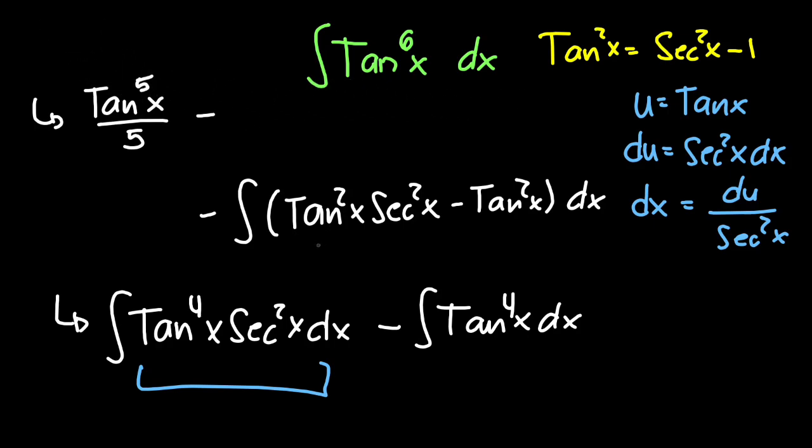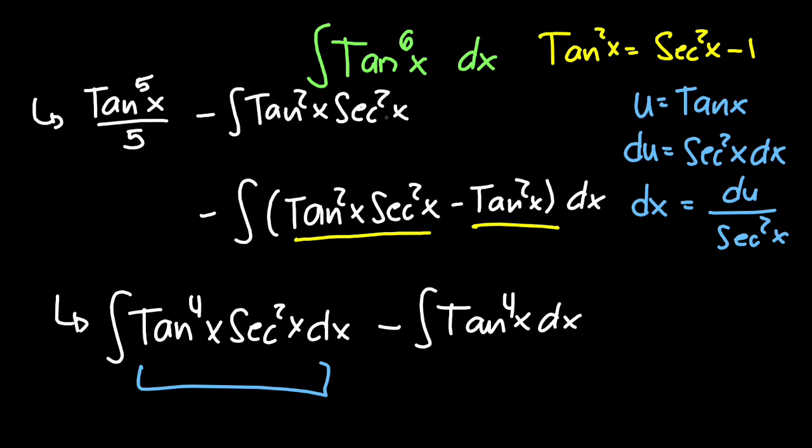Now that we have distributed this, we can now again split this integral into two parts, which makes this the integral of tan squared of x secant squared of x dx, and since they both have negative, this would be plus the integral of tan squared of x dx.